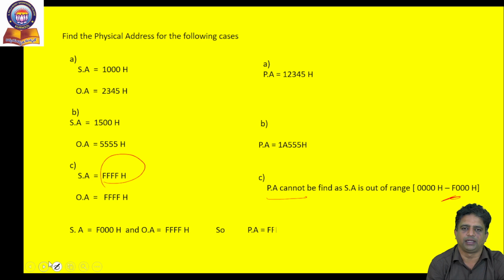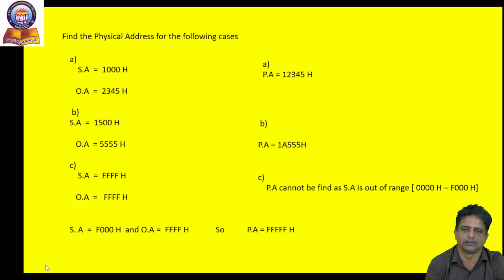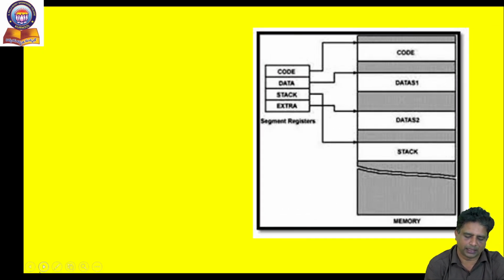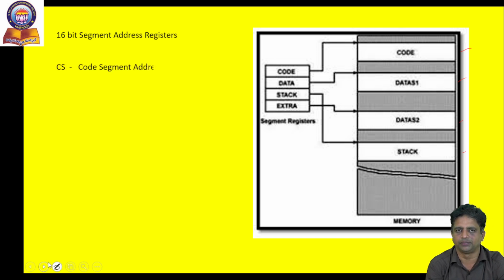If we give the maximum segment address and the maximum offset address, we are going to get the maximum physical address. So this is the way the mapping happens. And to support this mapping, all these segments are classified into code segment, data segment, stack segment and extra segment, based on the representation. These segments will help the user store the required data in the respective segment.